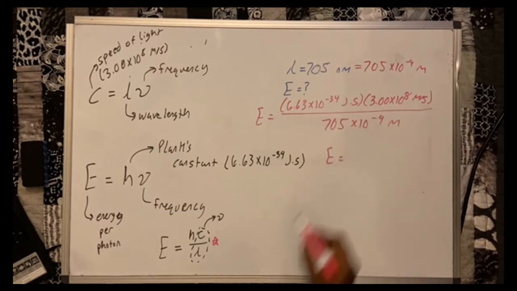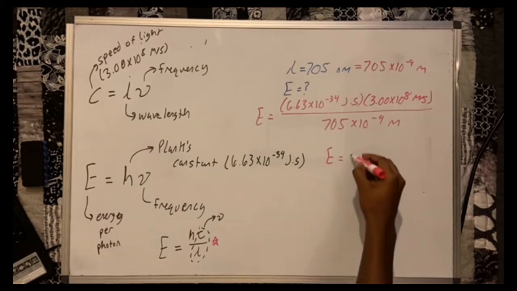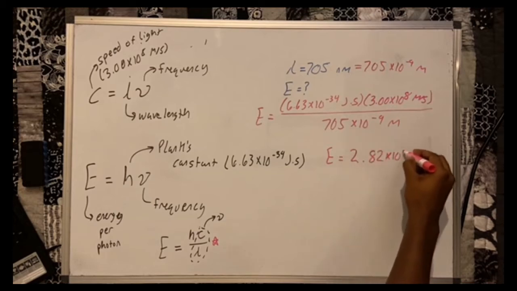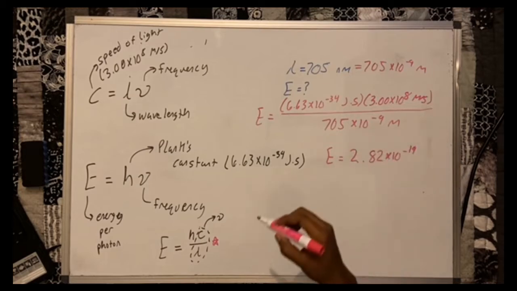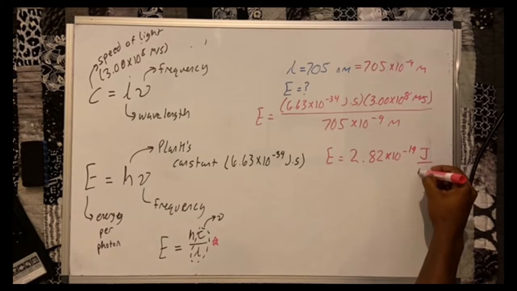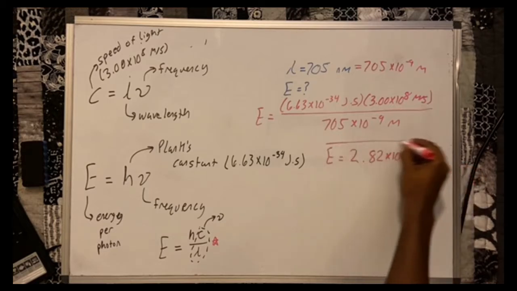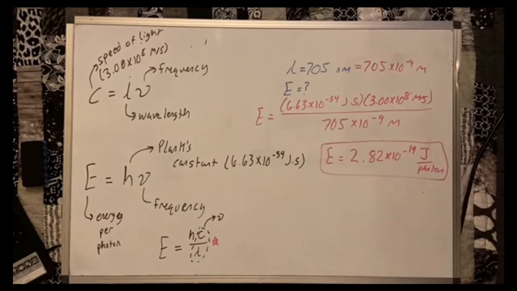And then I get E is 2.82 times 10 to the negative 19 joules per photon. Okay. That would be my number. All right, so that's how most of this is going to go.